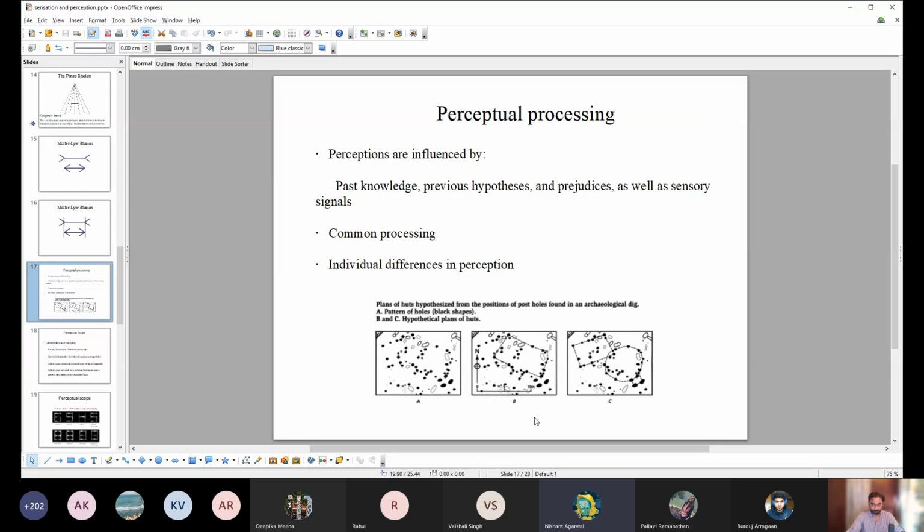I think the answer is quite similar because we have some preconceptions, and then we are trying to connect those dots to just fit those concepts, and that's how we come up with a rectangular shape like this one.